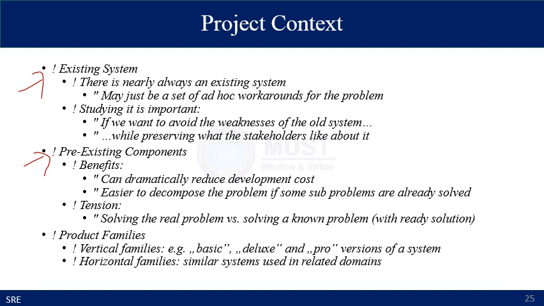Similarly, you can have multiple families of your products. For example, you can have the basic version, or you can include an advanced version or the pro version of your software system. Similarly, you can have horizontal families with similar systems used in related domains. So this means you have different versions of your systems in different environments or in different countries.